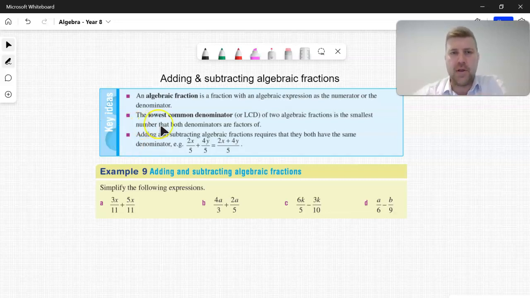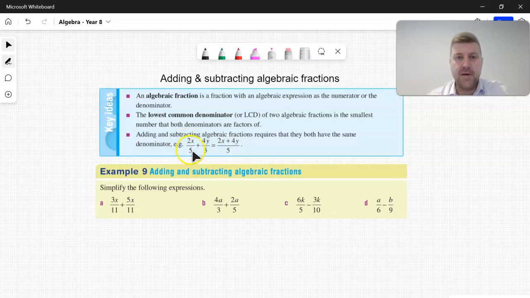algebraic. The lowest common denominator of two fractions, in this case algebraic fractions, is the smallest number that both denominators are factors of. And when we're adding and subtracting fractions, again, in this case algebraic fractions, the fractions must have the same denominator. Okay, so here's an example.